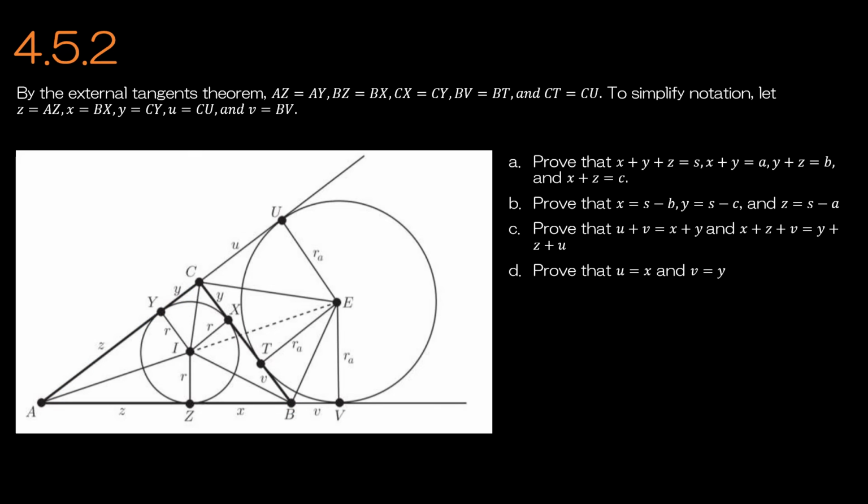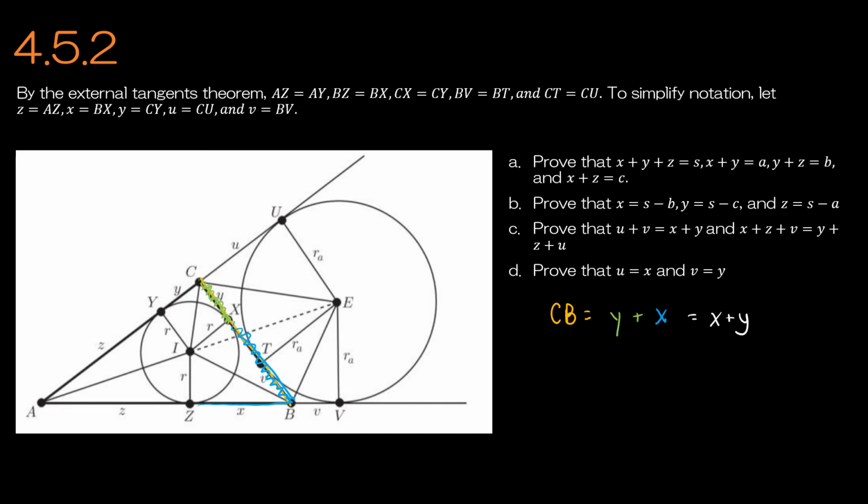Next, we are to prove that u plus v is equal to x plus y, and for that we're going to focus our attention on CB. So line CB can be made up of this segment equal to y plus this segment equal to x, and again this is x, so this is x. So CB is the same as y plus x or x plus y.